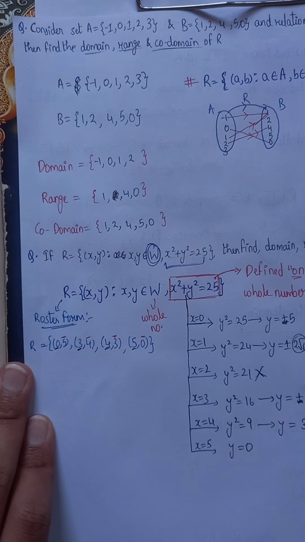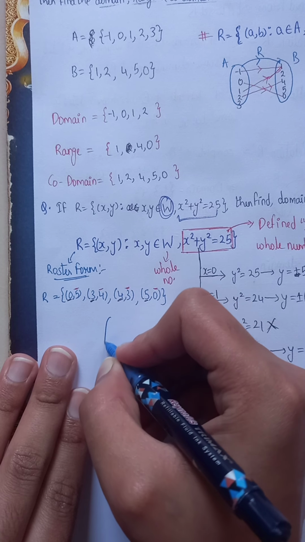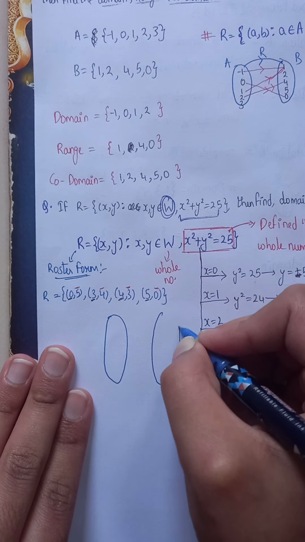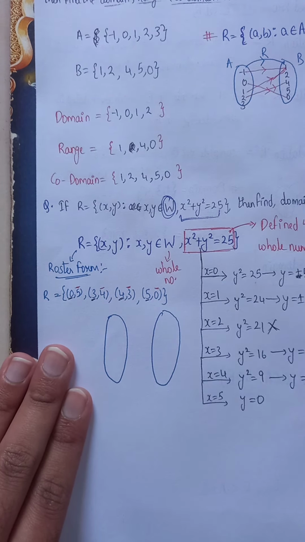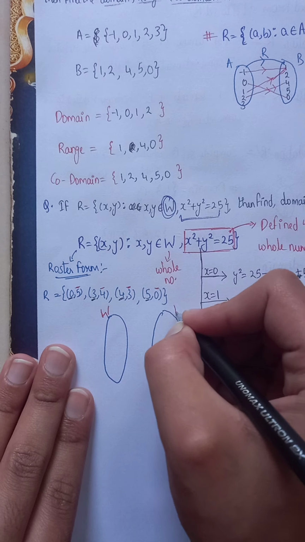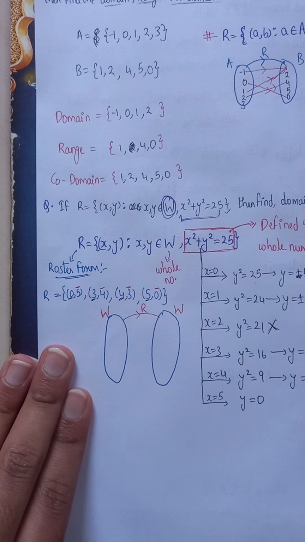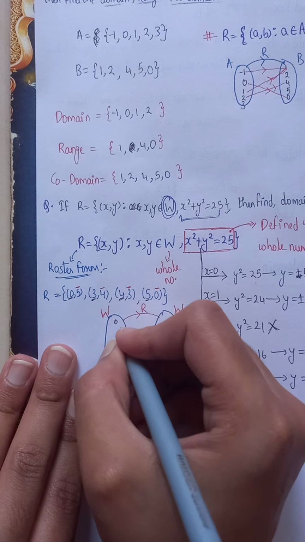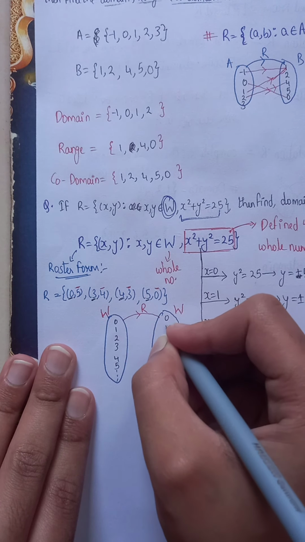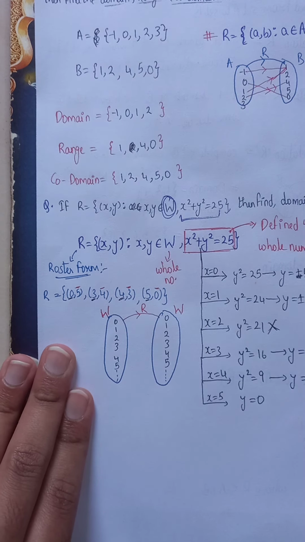Okay, so now let's solve this with the help of an arrow diagram. Here in this case, these both are whole numbers. This is a whole number set and this is also a whole number set, and it has a relation R. So whole number set means, let's just write all the numbers 0 1 2 3 4 5 and so on, and the same here.